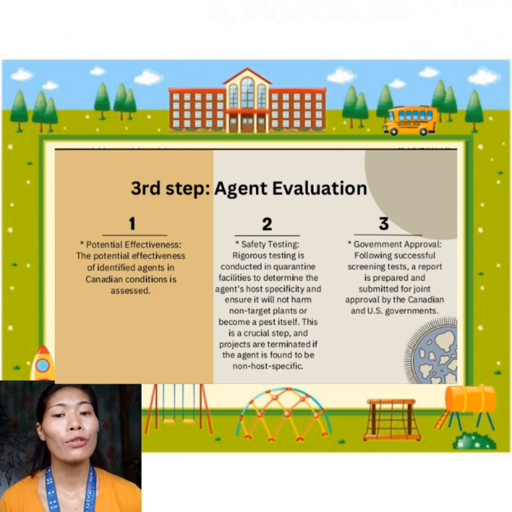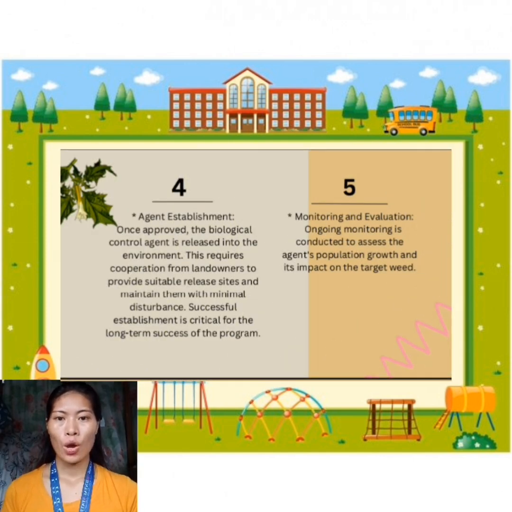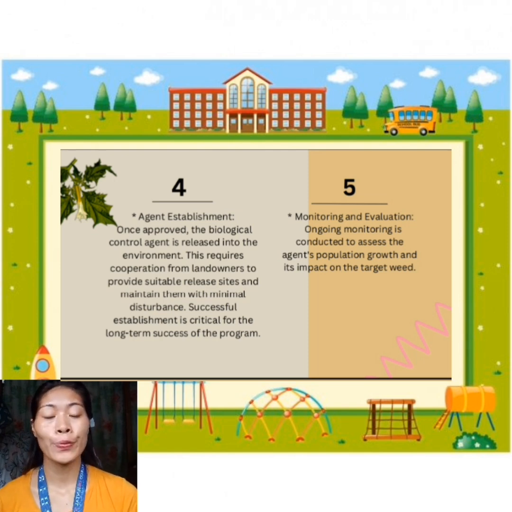The next is government approval. Following successful screening tests, a report is prepared and submitted for joint approval by the Canadian and US governments. Next is the agent establishment. Once approved, the biological control agent is released into the environment. This requires cooperation from landowners to provide suitable release sites and maintain them with minimal disturbance. Successful establishment is critical for the long-term success of the program.